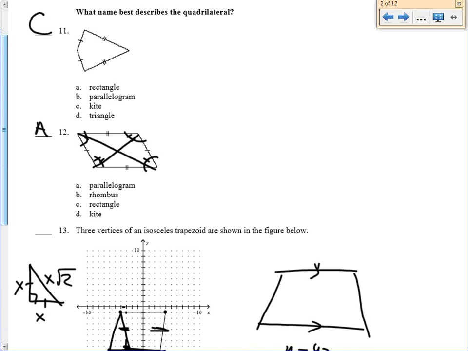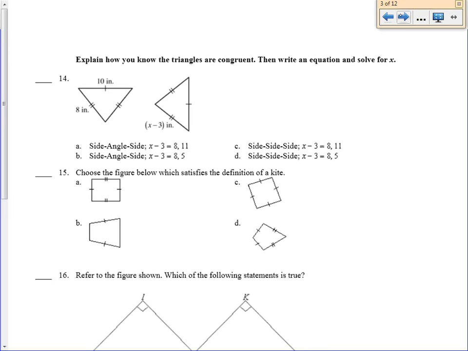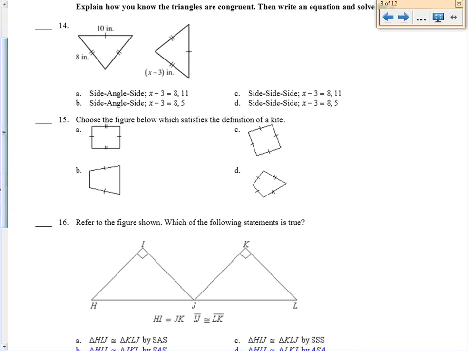All right. 14 says explain how you know the two triangles are congruent and then write an equation. Okay, first of all, based on the tick marks here, is there any way it can be side angle side? No, so I can eliminate both of those. So it has to be side, side, side.